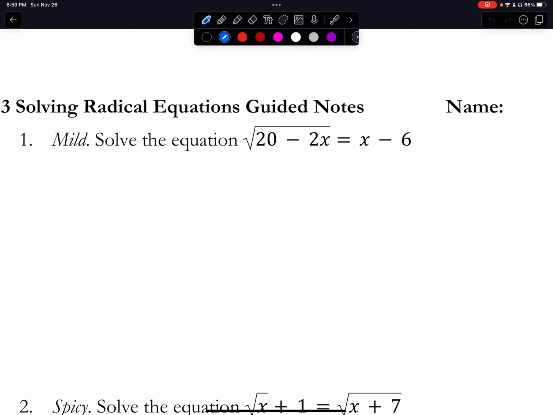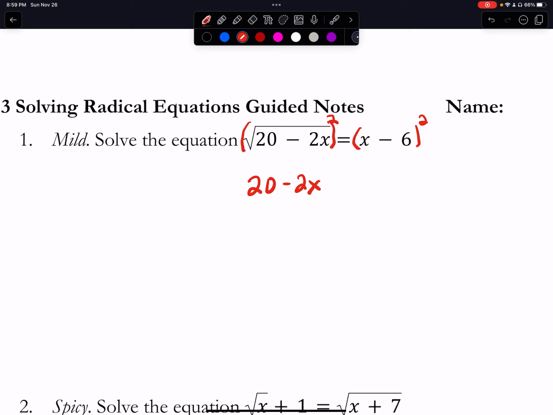So again, the first lesson before here really helps you understand that once we square something on both sides, immediately it's going to get rid of the radical. Okay, so the radical is gone.